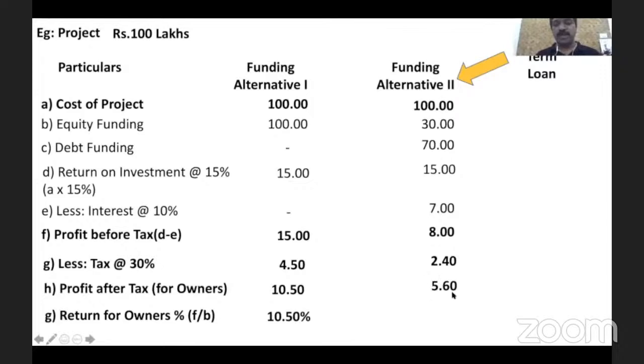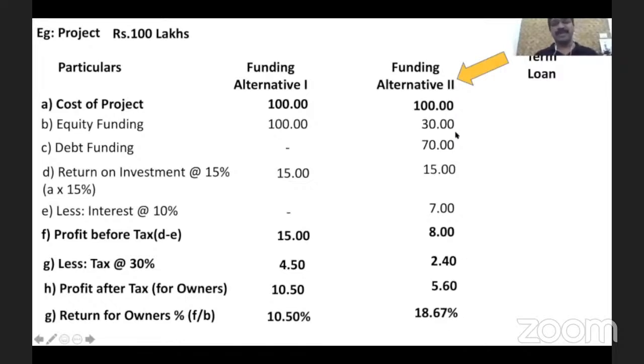Okay. Now look at this. In scenario 2, what is the profit available for owners? It is 5.6 lakhs. How much owners have invested? Owners have invested only 30 lakhs. They are getting 5.6 lakhs by investing 30 lakhs. So 5.6 divided by 30, it means they are getting a return of 18.67%. It is comparatively higher, or it's better than alternative 1. It's good, right? Because they are getting 18.67% return on their investment.